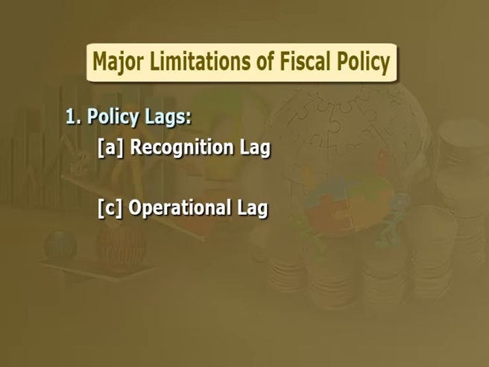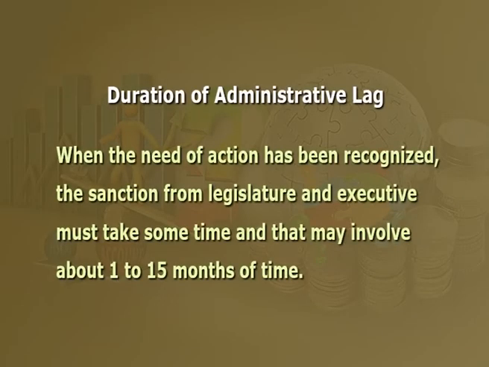Second is administrative lag. This is the interval between the time when need of an action is recognized and the time when the action is actually taken. This is perhaps the most difficult lag to deal with. Even when the need of action has been recognized, the sanction from legislature and executive must take some time that may involve about 1 to 15 months.